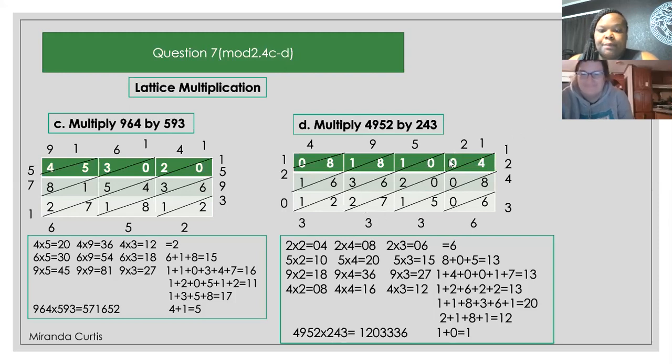So then we do 1 plus 2 plus 6 plus 2 plus 2 gives us 13. Carry another 1. 1 plus 1 plus 8 plus 3 plus 6 plus 1. It's going to give us 20. I'll carry that 2. 2 plus 1 plus 8 plus 1 equals 12. And then 1 plus 0 equals 1.